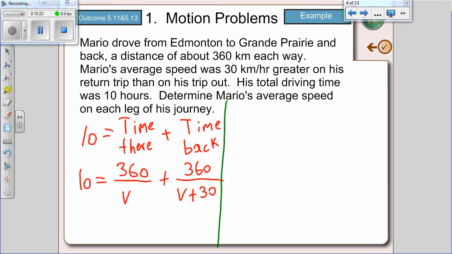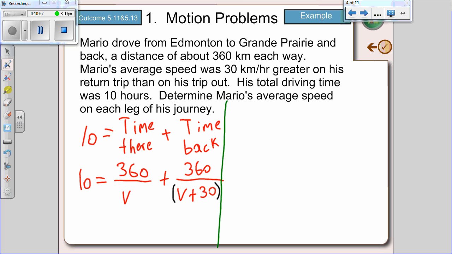How are we going to add fractions? You get a common denominator. What's your common denominator going to be? This is a little tricky. V plus 30 would not be the common denominator. Dawson, what's your one thing? First thing you do: brackets. Put brackets around it. That's one thing. So now what's your common denominator? V times V plus 30 is your common denominator.